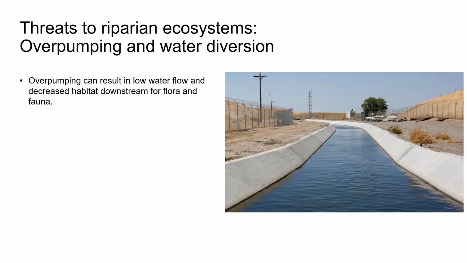Extraction and diversion of water for irrigation of agricultural operations and for residential use can result in low water flow and decreased habitat downstream for plant life, and especially for aquatic life. Less water can result in water temperatures downstream being hotter than aquatic life can tolerate. It can also result in fish being trapped in pools, and it can result in the lower reaches of waterways running dry.